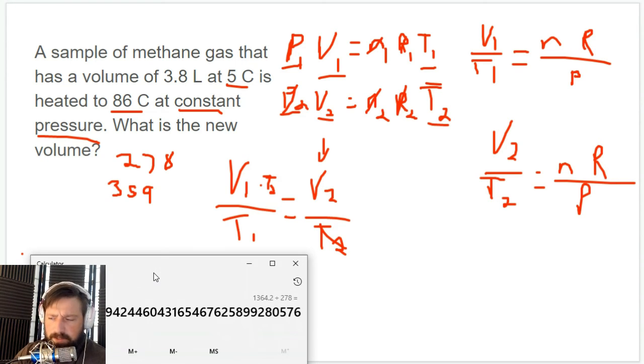Now, does that make sense? Let's think about it for a second. If I increase the temperature of a gas within a balloon, what's going to happen? Remember the video I showed you guys in class about putting a balloon in liquid nitrogen? It shrank down, and then when it warmed up, it expanded again. Same concept here. If you increase the temperature of a gas, it's going to increase its volume. So that works.